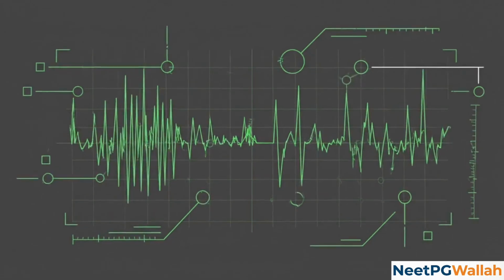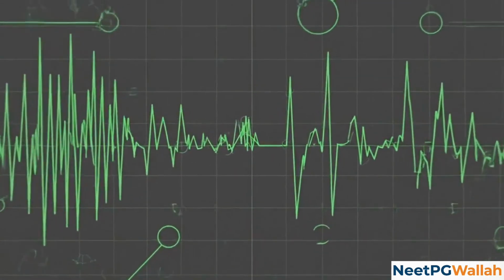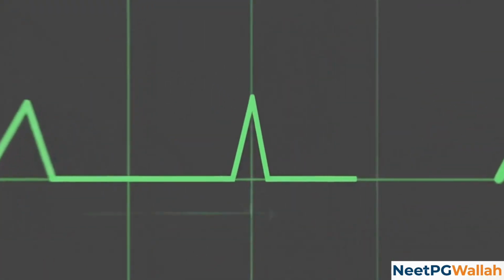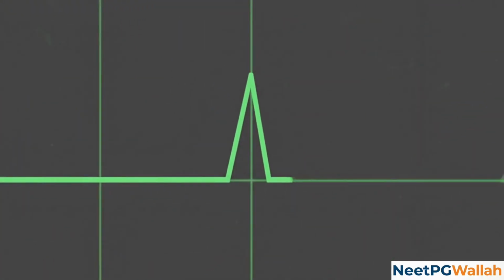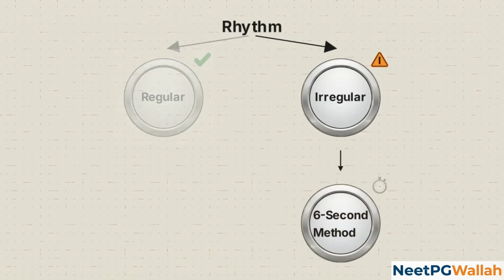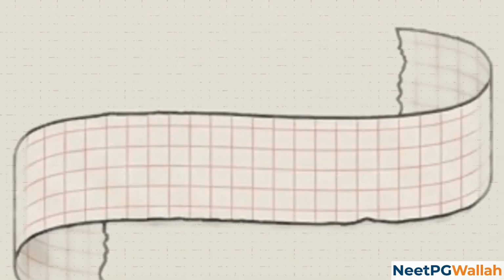The irregular branch covers chaotic rhythms, like atrial fibrillation. Here, the distance between beats changes constantly, making the previous formulas unreliable. When we can't rely on the distance between two specific beats, we look at an average over a set block of time using the 6-second method.